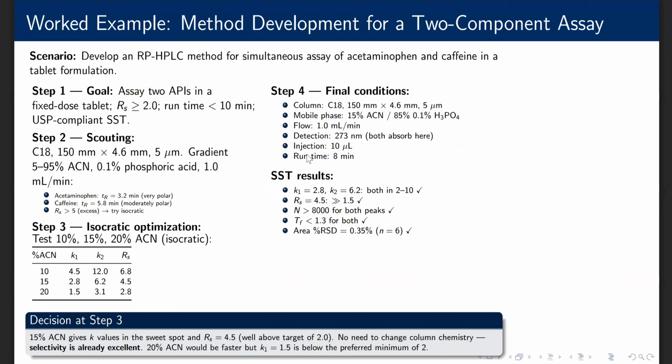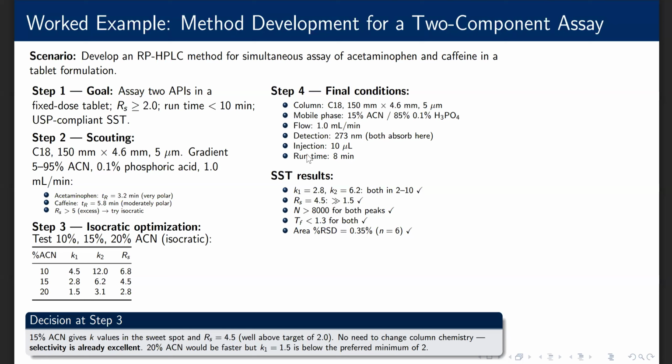Worked example, method development. Again, pause and try it yourself before we go through it together. This worked example walks through a complete method development from start to finish. The goal is straightforward. Assay 2 APIs simultaneously with baseline resolution in under 10 minutes. The scouting gradient on C18 shows both analytes are well separated with resolution greater than 5, which tells us the column chemistry provides good selectivity and we should try isocratic to simplify the method.